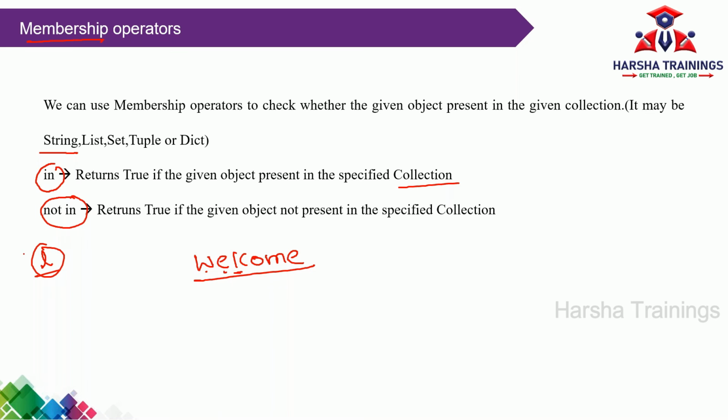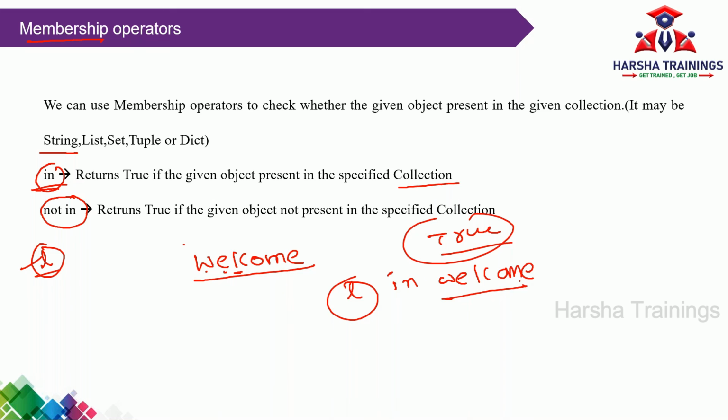If there is a match, we return the corresponding index. But in Python, there is no need to compare character by character, or compare each and every element in the collection. Simply by using the in operator like this, "L" in welcome. If L is present in the string, it returns true.